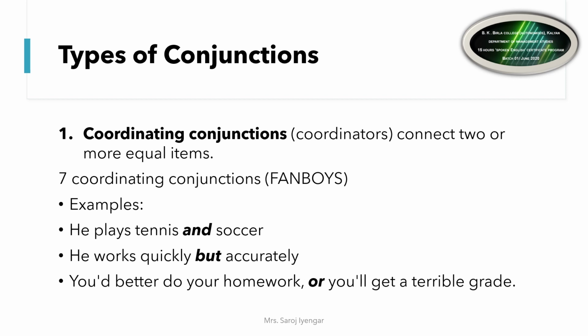Okay, so if I want to say I like tea and coffee, it's joining two words here with the help of 'and'. He plays tennis and soccer. Again, 'and'. He works quickly but accurately. 'But'. Right? So they always come between the words or the clauses that they join. And when a coordinating conjunction joins independent clauses, it is always correct to place a comma before the conjunction. So you can see this in the third example.